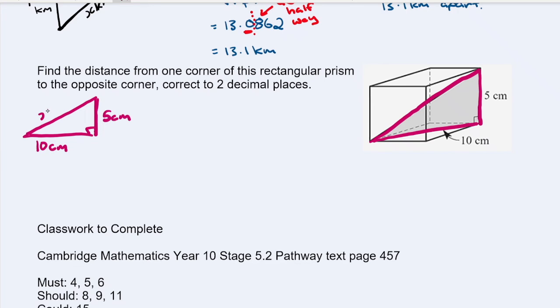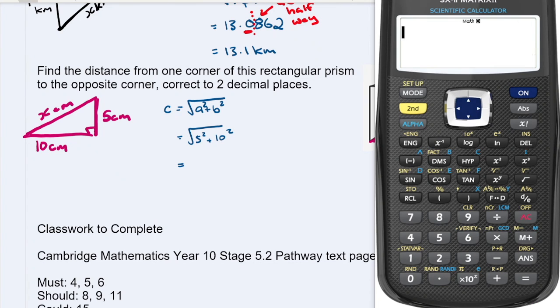There's my triangle. And then I want X centimeters. So I still want to find the hypotenuse. So this time it is still the square root of a squared plus b squared. Okay, and we type this into our calculator. Let's type this into our calculator. Alright, we have 5 squared plus 10 squared. Now it doesn't really matter which way around we go because it is addition. You could do 10 squared plus 5 squared. It'll get you the same result.